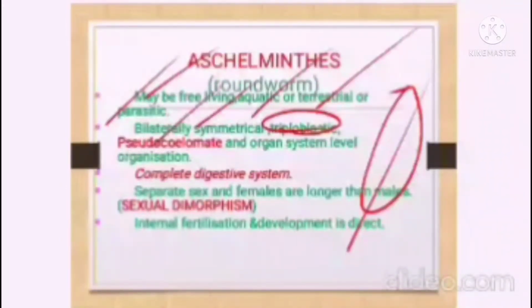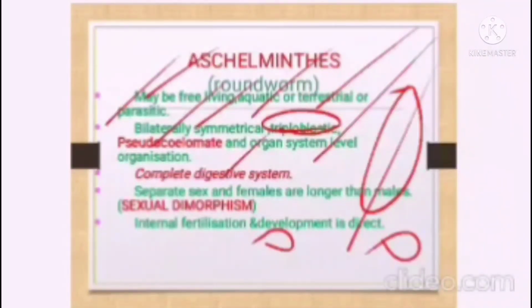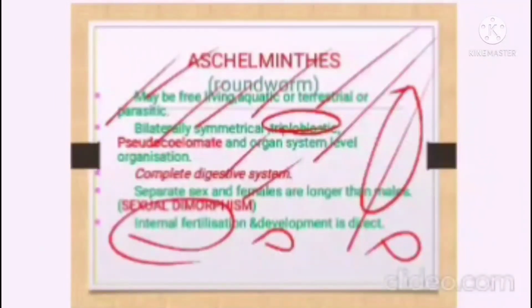And triploblastic, containing ectoderm, endoderm and mesoderm. Pseudocoelomate, they do not have true body cavity. Organ system level of organization, and they are having what? Complete digestive system, which means opening as well as the exit, that is the mouth and the anus are present. Two openings are present of the digestive system, and they have sexual dimorphism. Sexual dimorphism means what? The male and the female are separate, and females, when you are seeing, they are longer than that of the males. Okay. Fertilization internal inside the body of the female, and the development is direct, which means the younger ones resemble the adult. Okay. So these are the characteristics of Aschelminthes.